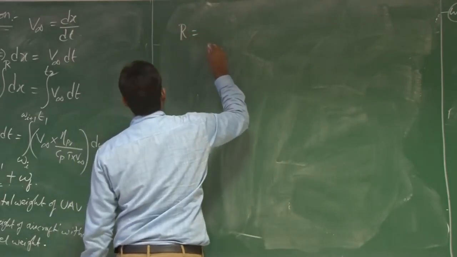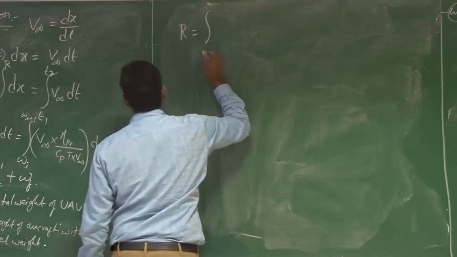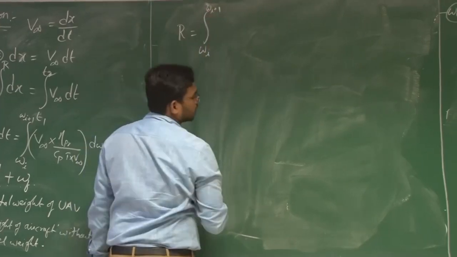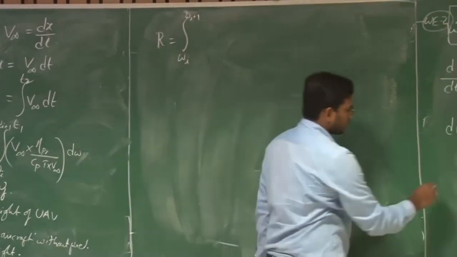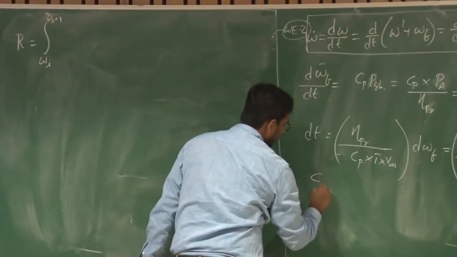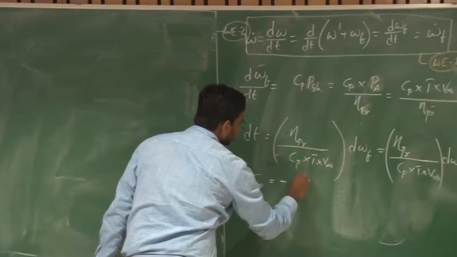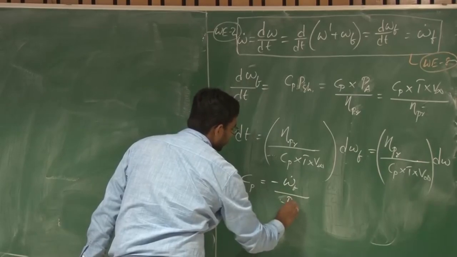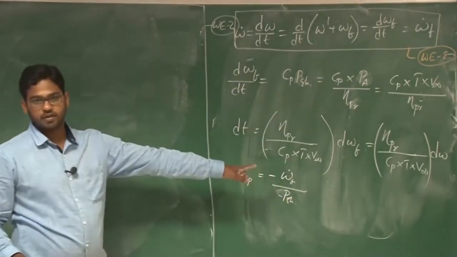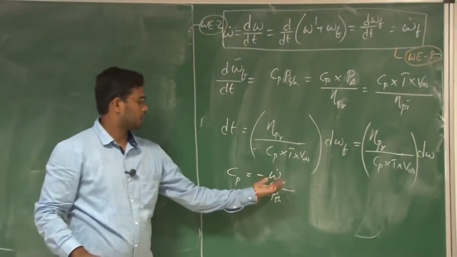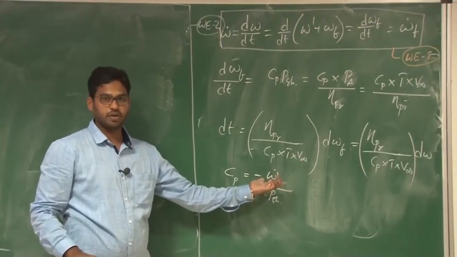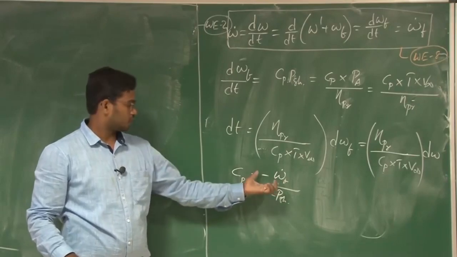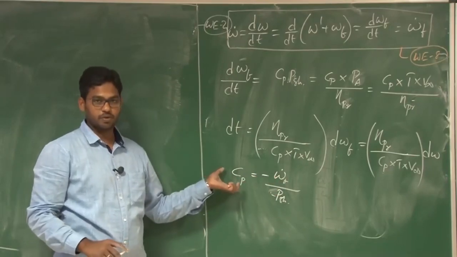Range is equal to the integral from Wi to Wi plus 1. Again, a small correction: here the Cp is minus W dot f divided by PSH, so you have to include the minus here. Because WF is a reduction in weight, it is negative. Cp is a figure of merit, so it is negative into negative, and ultimately Cp becomes positive here.